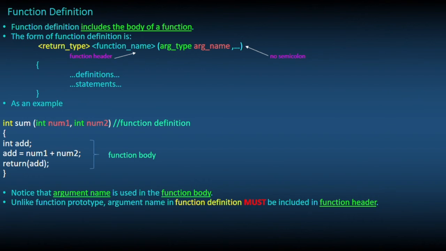Start our programming. Open curly bracket. Declare the integer x, then semicolon. Create a formula, x is equal to number1 plus number2, return x, semicolon. Close the curly bracket. This is what we call the function body. We have to note that the argument name is used in the function body. Then, unlike function prototype, the argument name in function definition must be included in the function header.